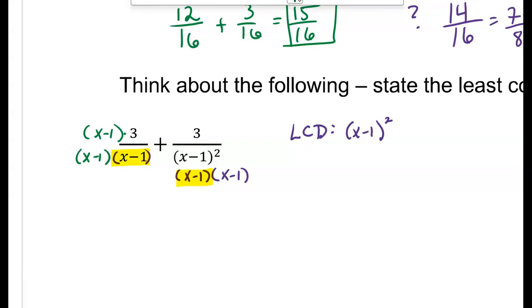So since they had that common factor, we make it really easy, just like what we did before, and go, okay, what's the smallest thing I have to multiply to it to get it to be in common? And that would just be another x minus 1. But the nice thing is, I didn't have to do anything to the second fraction, which is beautiful.